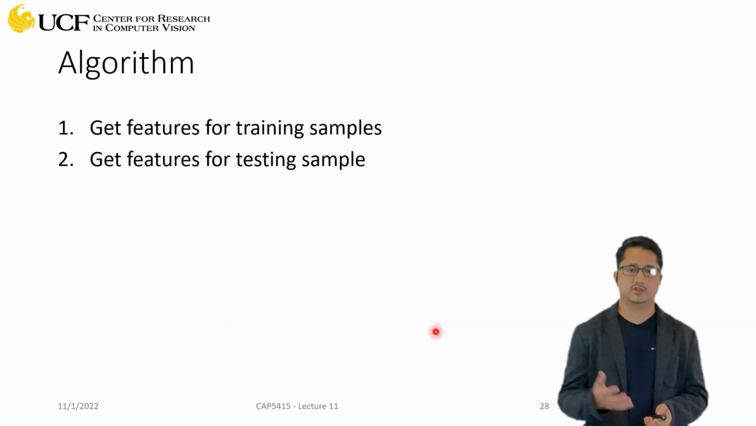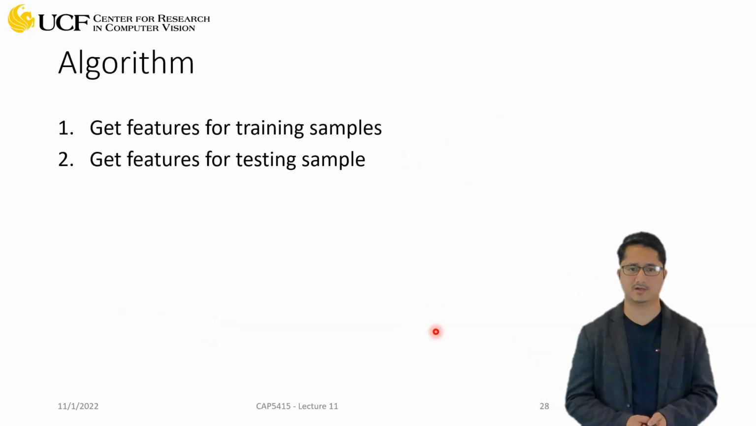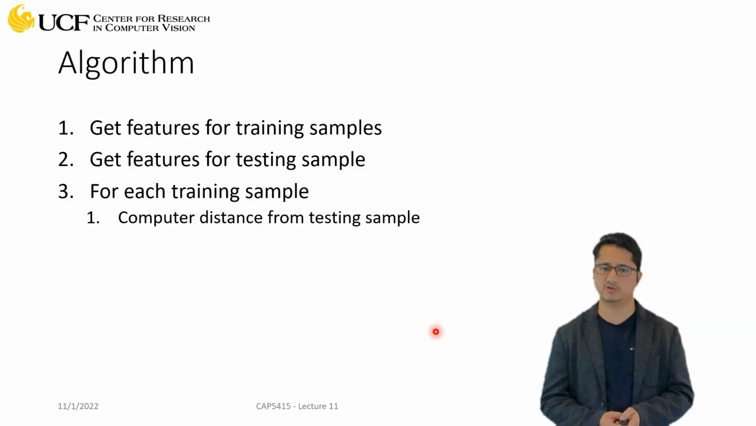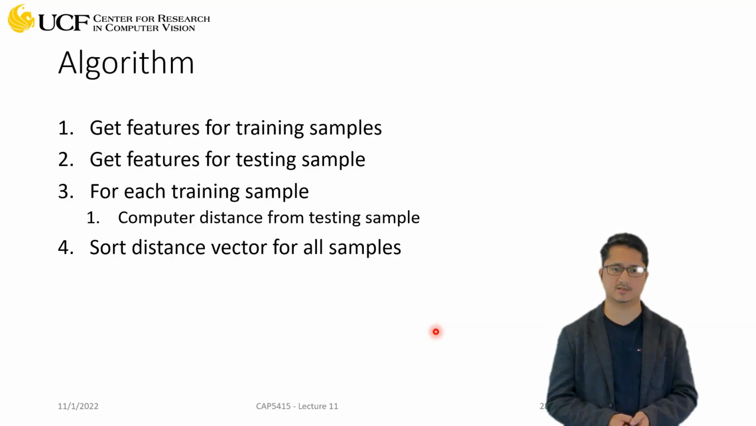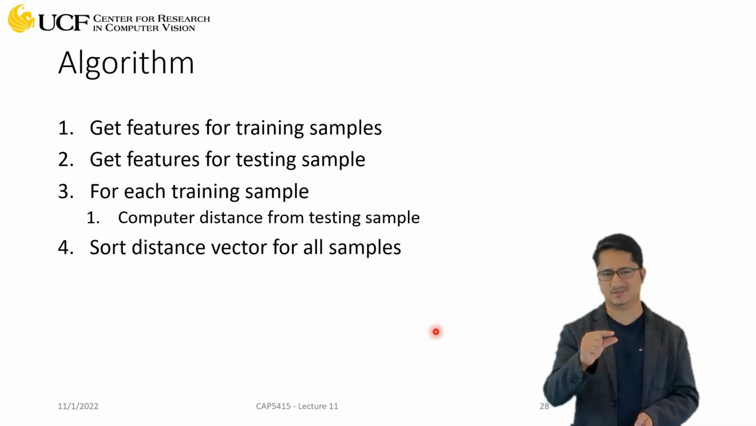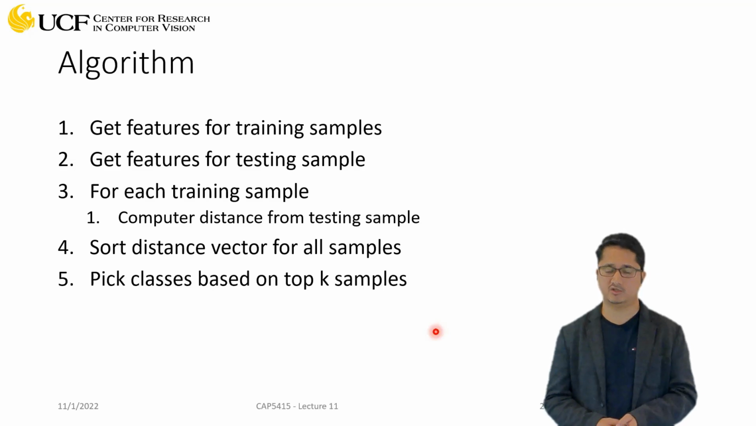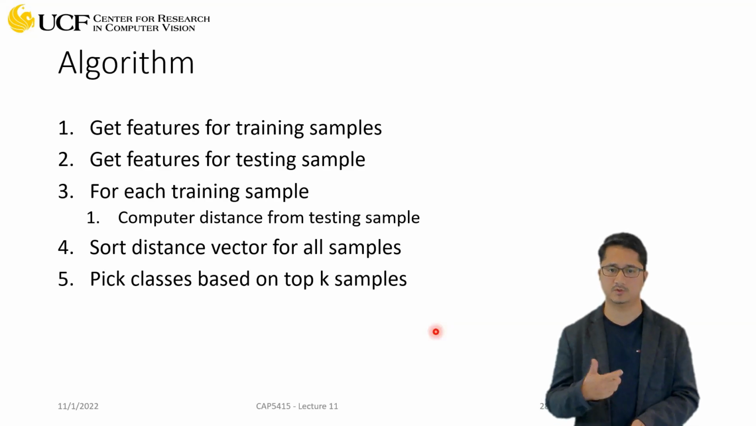So the simple algorithm is you have your samples, you extract features for the testing sample. And for each training sample, you compute the distance from the testing sample. And this is, I would say, the most computationally expensive step, which is to sort the distances. And you just pick the classes based on the top k samples. K could be any number, 1, 3, 5, 7, or 9. It's up to you.